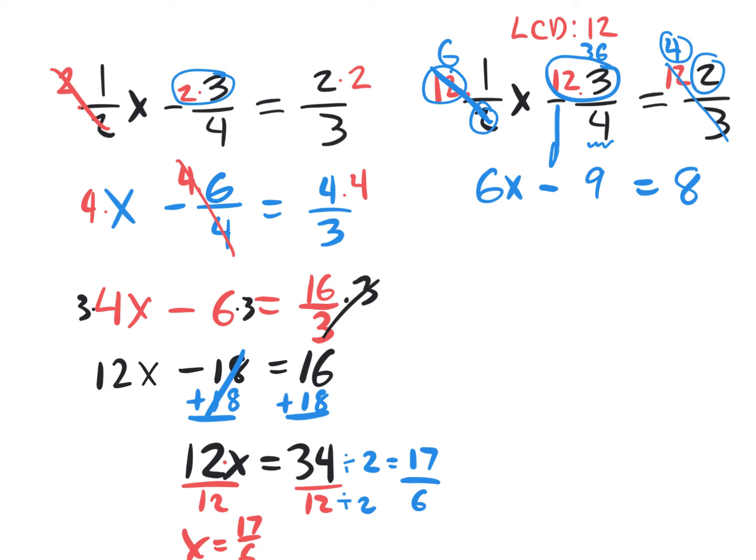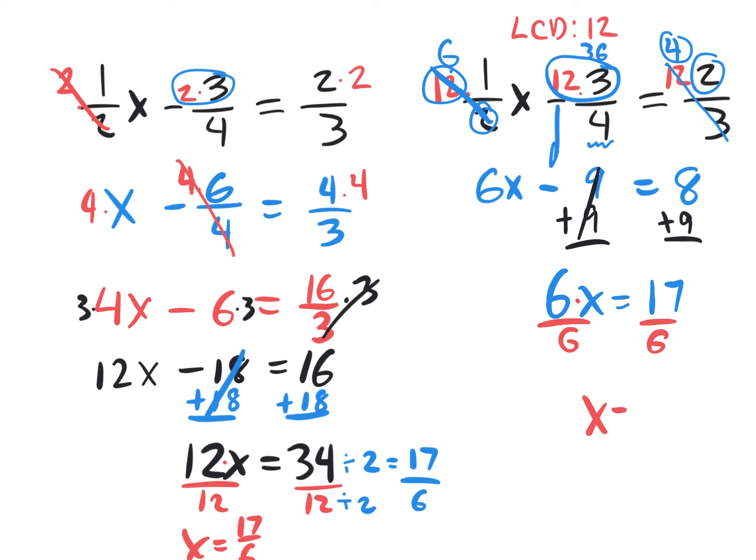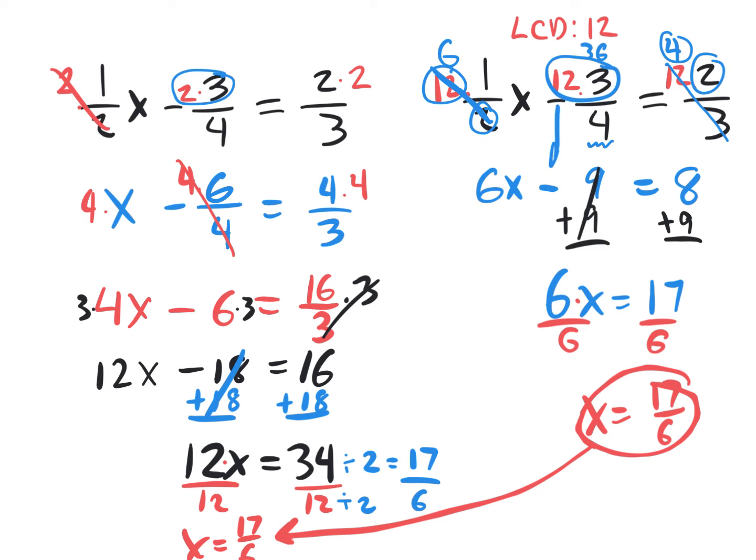But this is a lot faster. Now let's continue to solve just to verify that we get the same answer. We're going to add 9. That will become 6x equals 17. How do you get rid of the multiplication of 6? You divide by 6, divide by 6. X equals 17 over 6. Same answer as down here, 17 over 6. Alrighty guys, let's move on.